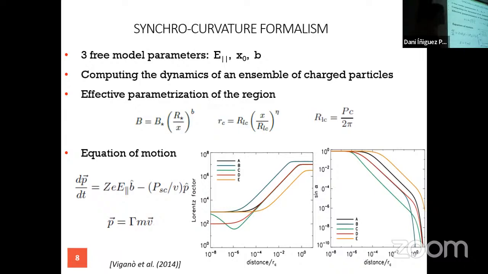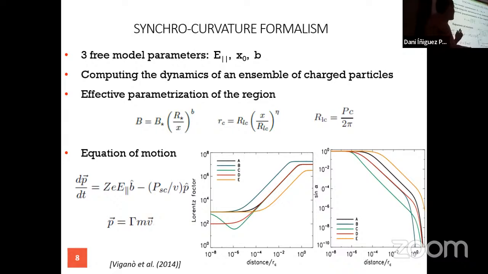What we do, first of all, is to compute self-consistently the dynamics of an ensemble of charged particles moving along magnetic field lines in these acceleration regions. And we consider that all the particles travel in the backward direction, so exiting the neutron star, and all are born with the same initial properties, namely an initial value of the Lorentz factor of 1000 and an initial value of the pitch angle of 45 degrees. The pitch angle is the angle between the direction of motion of the particle and the direction of the magnetic field.